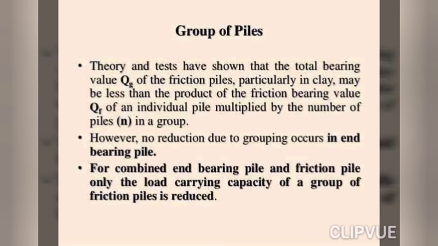Group of piles. Theory and the tests have shown that the total bearing value Qg of the friction piles, particularly in clay, may be less than the product of the friction bearing value Qf of an individual pile multiplied by the number of piles in a group. However, no reduction due to grouping occurs in the end-bearing piles. For combined end-bearing pile and friction pile, only the load carrying capacity of a group of friction piles is reduced.